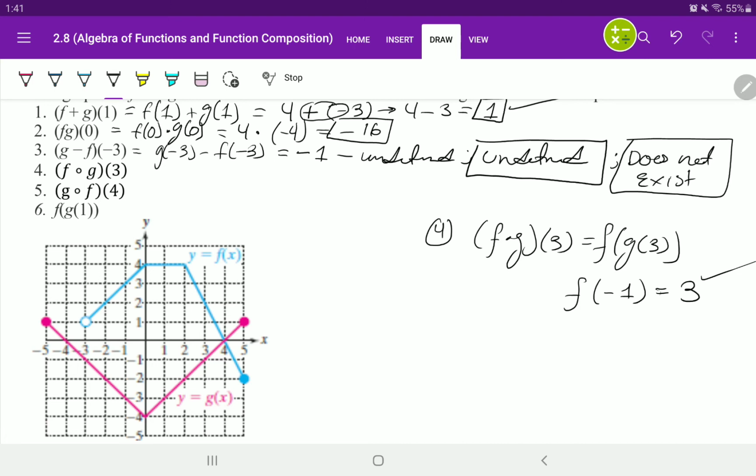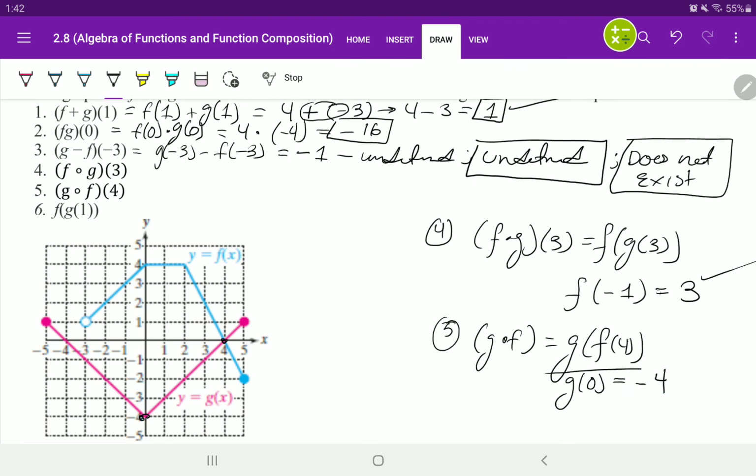Let's continue. We want to find g of f of 4. Now, f of 4 is 0 because it's on the x-axis. So now I have g of 0, and g of 0 is going to be negative 4. So the answer to number 5 is going to be negative 4.